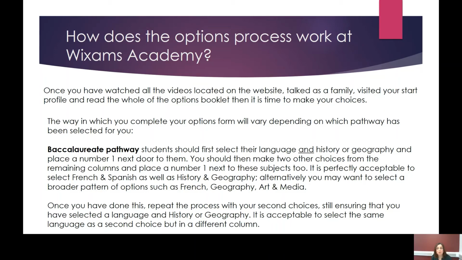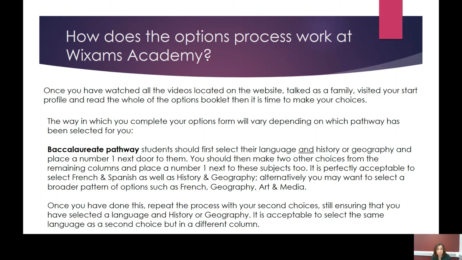The way in which you complete your option form will vary depending on the pathway that we've selected for you. So if we've selected the baccalaureate pathway, then first we're asking you to select a language and history or geography and place a number 1 next to them. You should then make 2 other choices from the remaining columns and place a number 1 next to these subjects too. It's perfectly acceptable that if you select French, you can also select Spanish, and if you select history, you can also select geography.